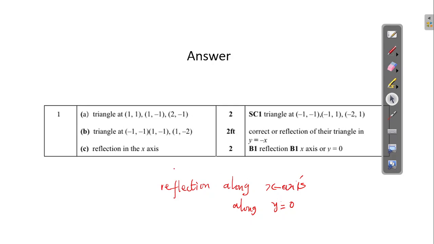Now look at the mark scheme. You have reflection in the x-axis. So now you can see you have B1. So B1 means one mark for writing reflection, and another 1 mark for writing x-axis or y = 0.